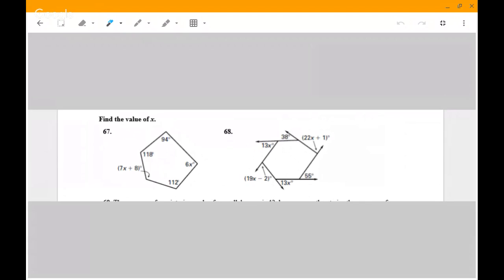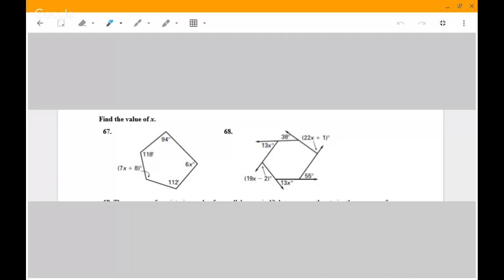The first one is interior angles. For interior angles, it's n minus 2 times 180. Do you remember that?